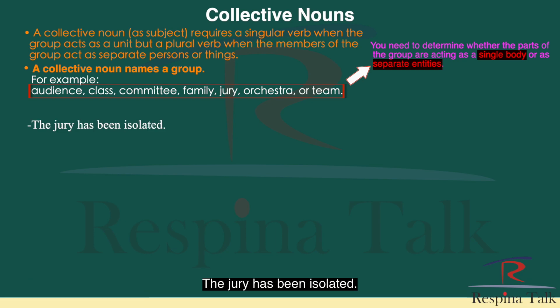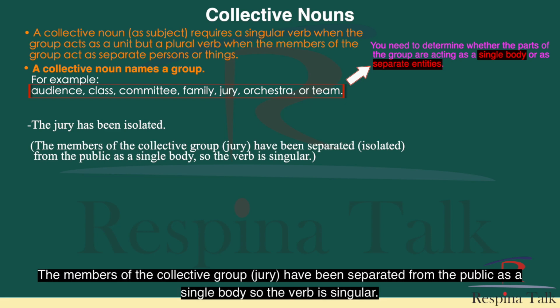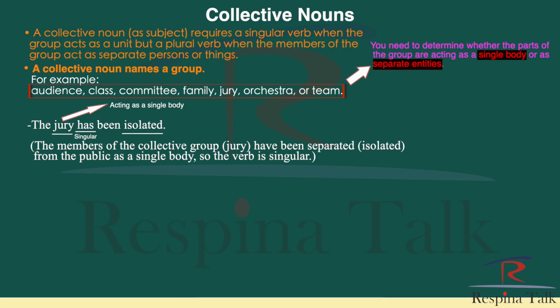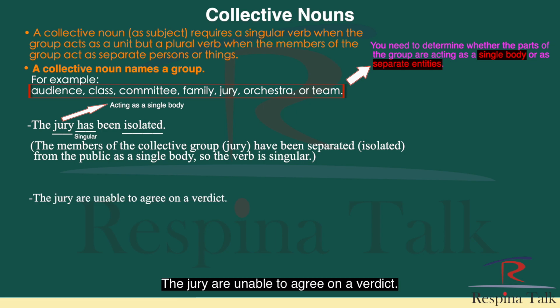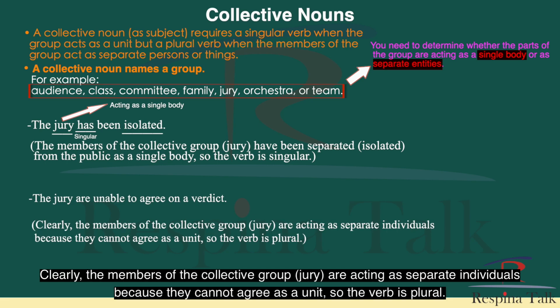The jury has been isolated. Look at this. The members of the collective group jury have been separated from the public as a single body, so the verb is singular. Now look at this one. The jury are unable to agree on a verdict. Clearly, the members of the collective group jury are acting as separate individuals because they cannot agree as a unit. So the verb is plural.